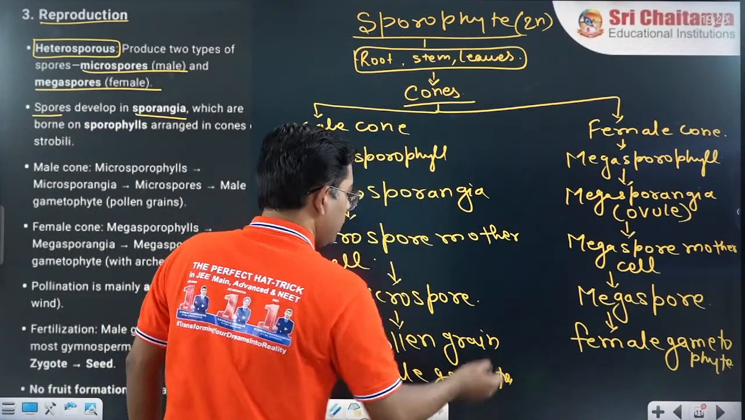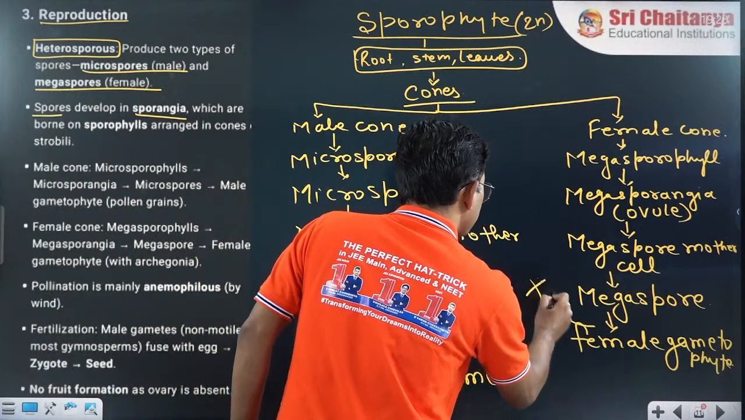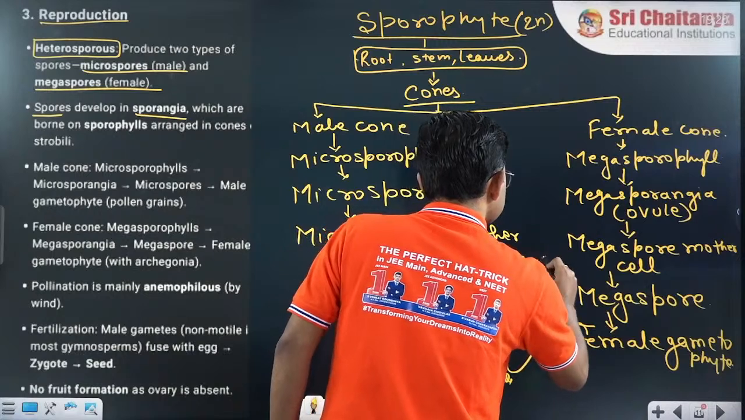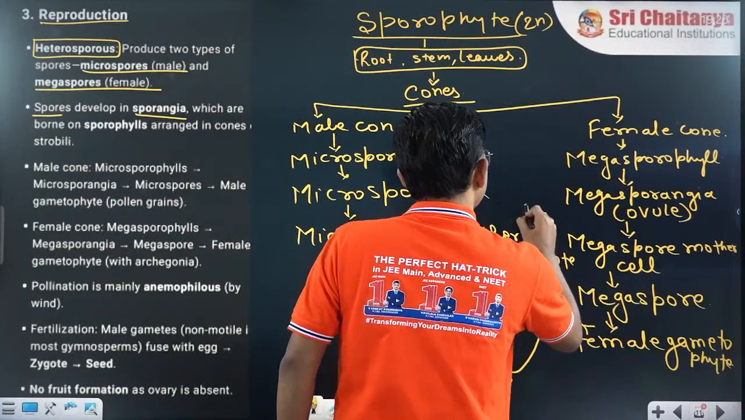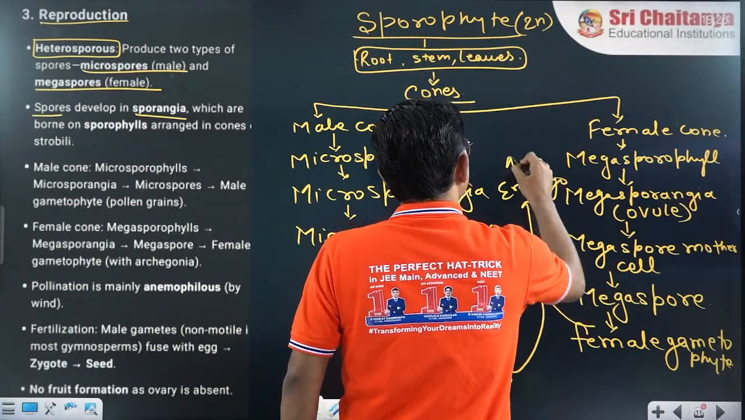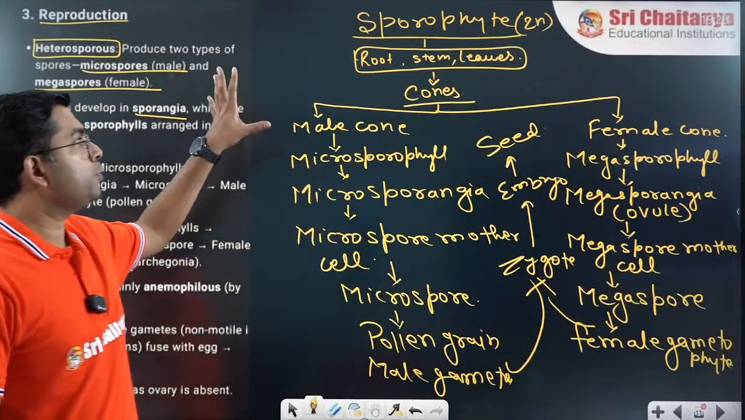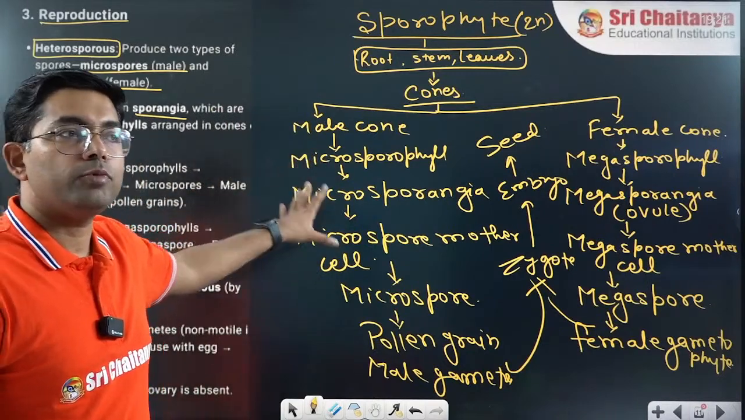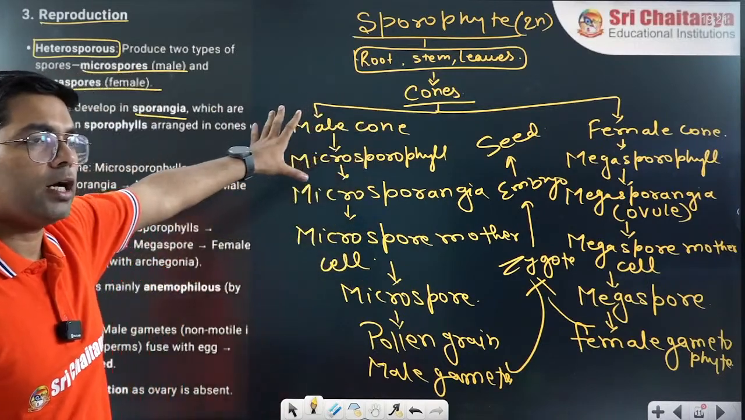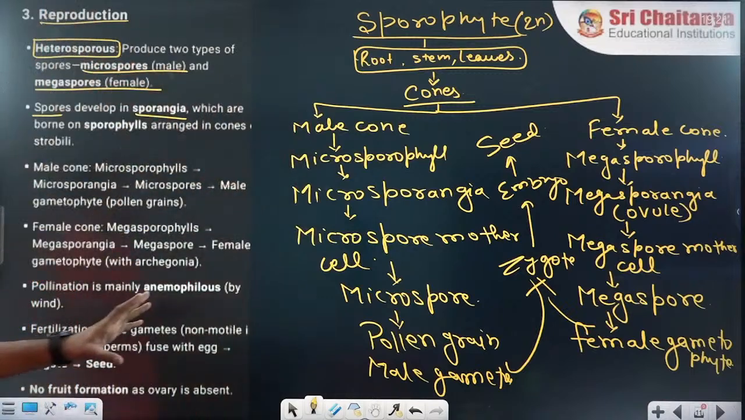Now see here, pollen grain will enter inside the female gametophyte and it will form zygote. Zygote develops into embryo, and embryo develops into seed. So you can see seed formation is possible here in gymnosperm. So all of you take a screenshot of it. This is a very important point which I have made. So once again I will repeat. You can see it and take the screenshot.